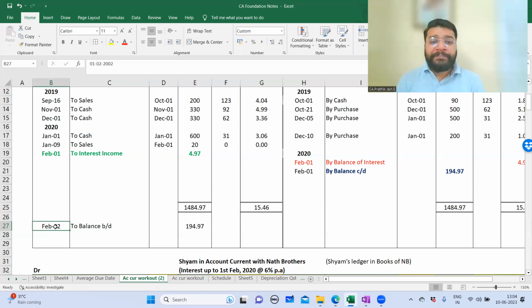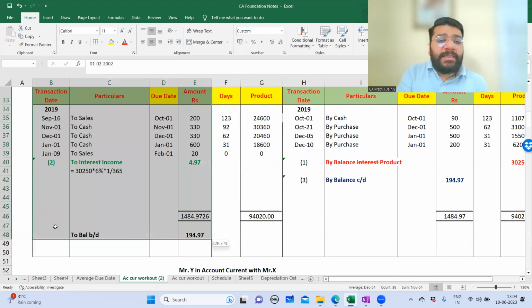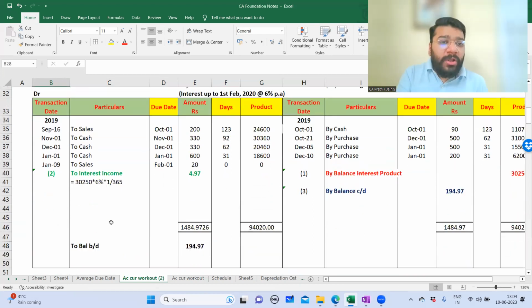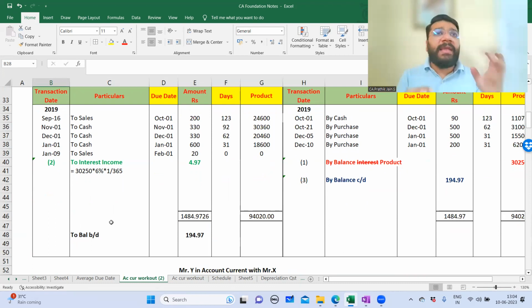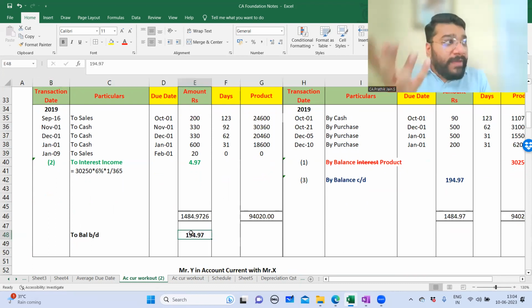Any problem? Which means, in short, this is the final amount that you have to receive, guys. The transactions that took place between Sham and Nath brothers continuously throughout the year: giving, taking, giving, taking, giving, taking. The final net amount is 194.97. Who has to pay whom? We have to receive from Sham. Sham has to pay to Nath brothers.